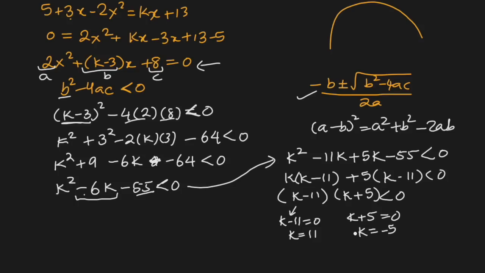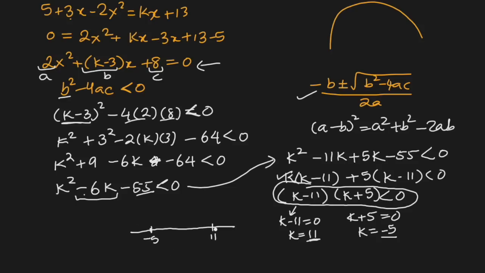Okay, I got 2 roots. Now I'll focus on this, which is less than 0, right? For that we have 2 roots, minus 5 and 11. So if I draw a graph of a quadratic inequality where the 2 roots are 11 and minus 5, let's say this is minus 5 and this is 11, on some scale, I'm not drawing anything else, and it has to be less than 0.